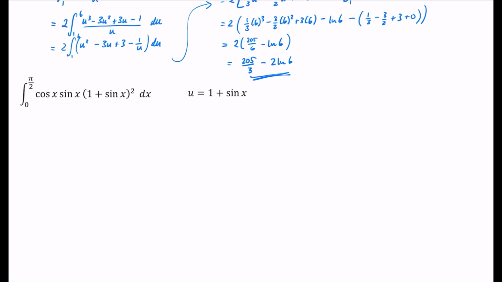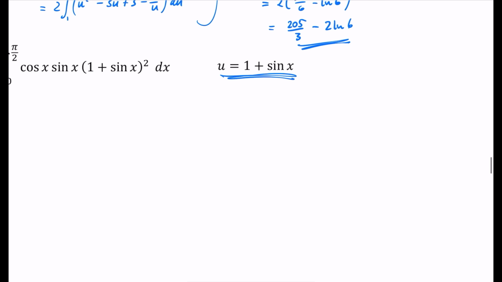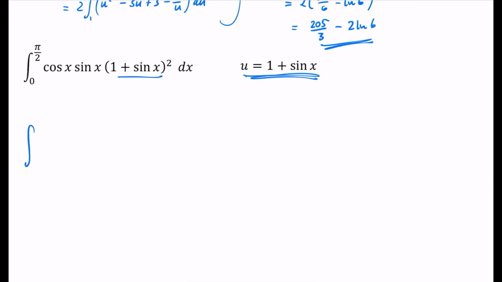So let's keep going. Let's do the substitution. They've told us that u is 1 plus sine x. That makes this part super easy. So we have got the 1 plus sine x is just going to be my u squared. And then if I find out what sine x is equal to, that is just u minus 1. So sine x is just u minus 1. Well, that's nice and easy.